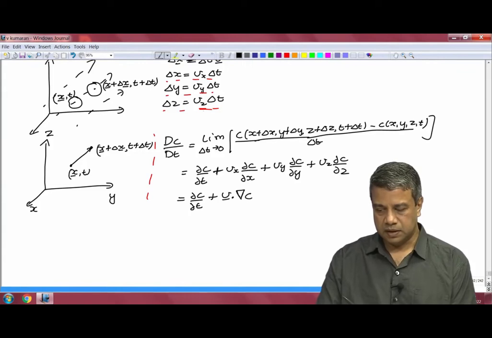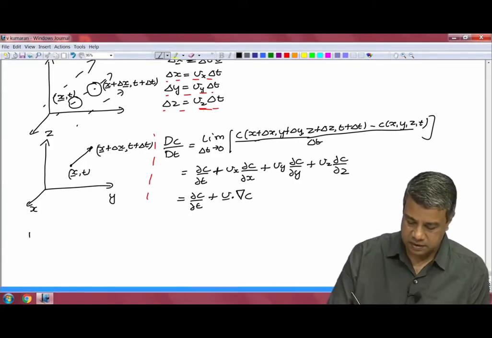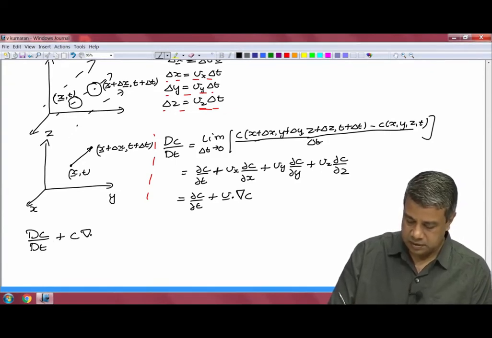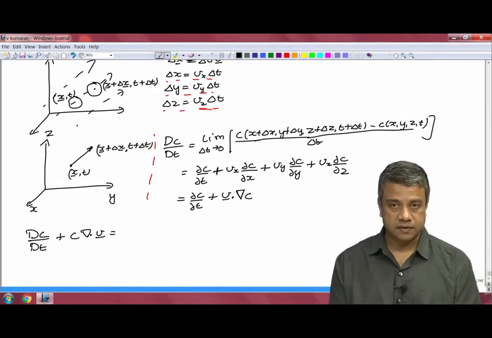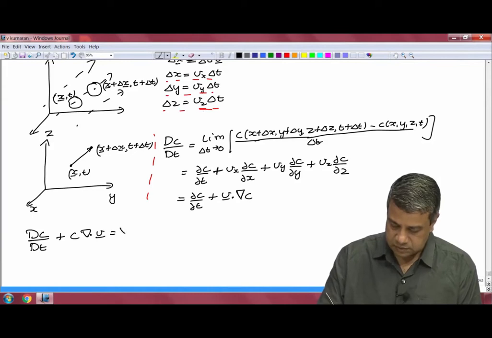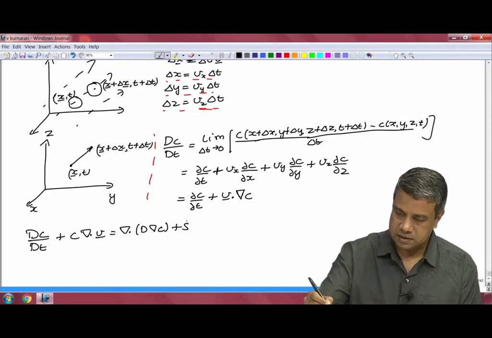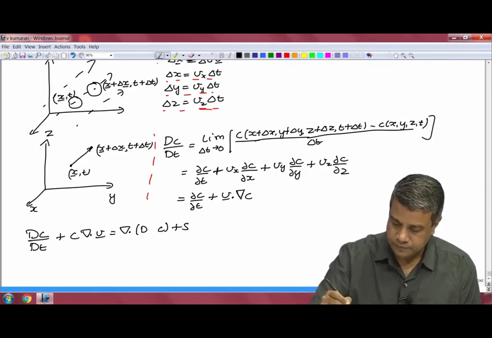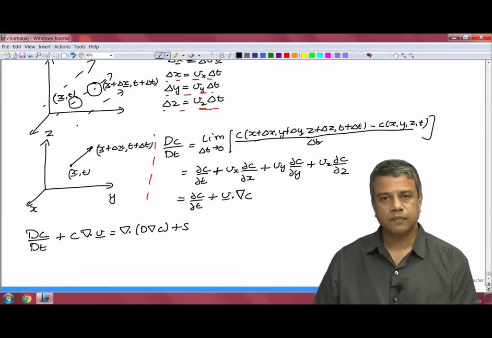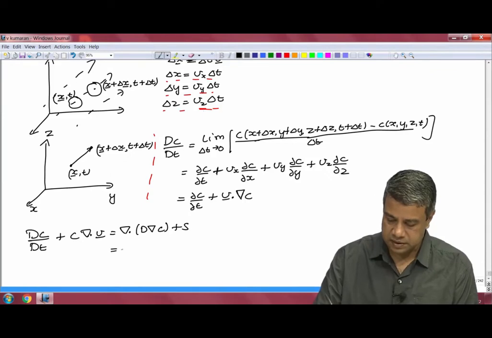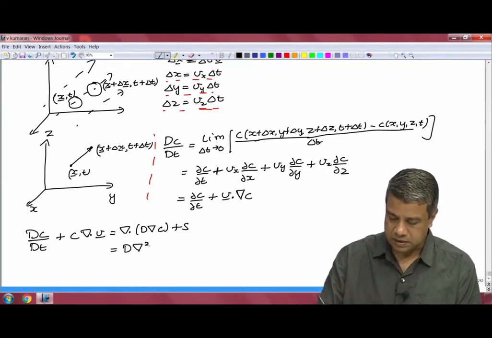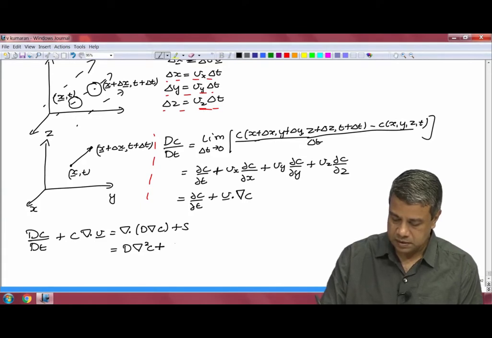Okay. And if I substitute that into the conservation equation, dc by dt plus c times the divergence of the velocity is equal to the divergence of D grad c plus s. And if the diffusion coefficient is a constant, this is just equal to D del square c plus s.